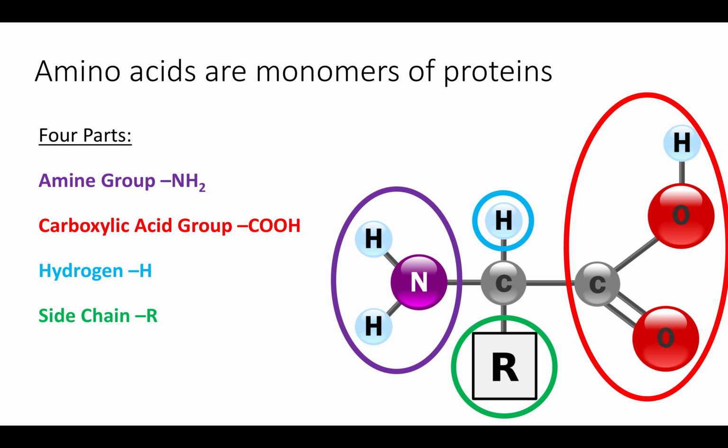And that R group, that side chain, is what is going to distinguish the 20 different amino acids from one another. All 20 amino acids have the purple amine group, the blue hydrogen, and the red carboxylic acid group, and they all have a side chain, but that side chain differs from amino acid to amino acid. You can look them up online, and they all have slightly different side chains, if you're curious to see what that looks like.